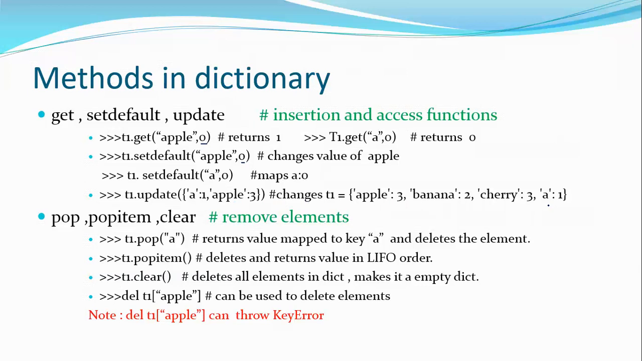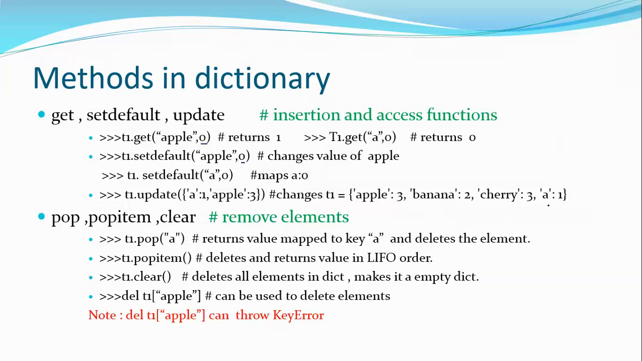We have completed insertion. Now going to removal. In removal, I can have pop, popitem, clear, and del. These are the functions or methods available. If I say t1 dot pop of A, what is A? A key. I'm saying pop. What will happen? That particular key and its corresponding value, the entire item, gets popped or removed. And if I say t1 dot popitem, this will remove a particular element in LIFO order.